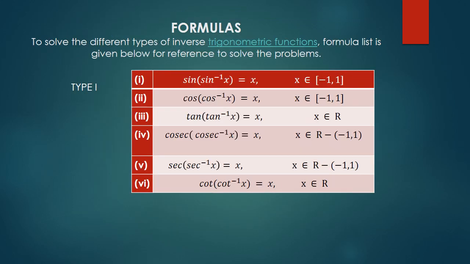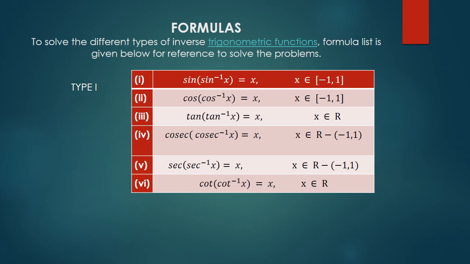Now, in inverse trigonometry, we have a large number of formulas. So, all these formulas have been categorized into different types. Here we have the first type of formula: sin of sin inverse x will always be equal to x. Sine and sine inverse neutralize each other. They will give the value as x.